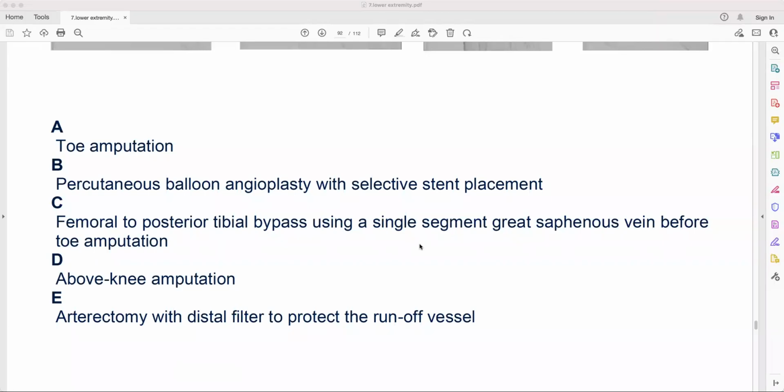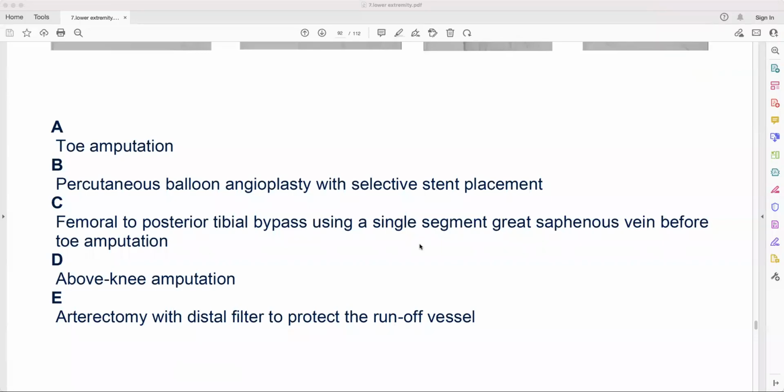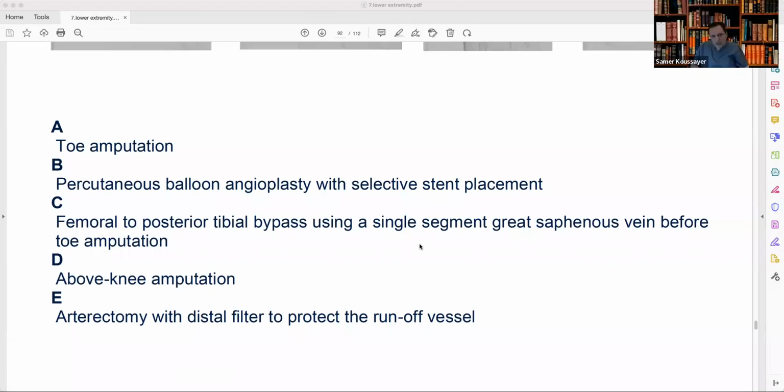Femoral posterior tibial bypass, single segment, great saphenous vein, before toe amputation. Looks very reasonable. Then above knee amputation, this is too much. He may end up with that, but at least we gave him a chance. I can tell you with these pictures, they may still end with an above knee amputation, but at least we give him a chance. We never do a primary amputation. We do the bypass first. If it fails, then you can think about it, but it's not a first option, of course.